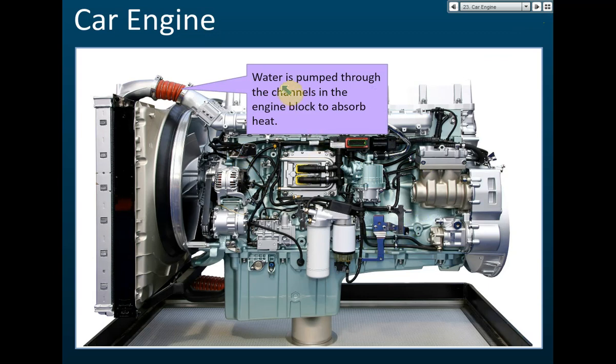The water is pumped through the channels in the engine block. The water passes through the engine first to absorb the heat. It is pumped through the engine and absorbs the heat, then the hot water will be pumped to the radiator.